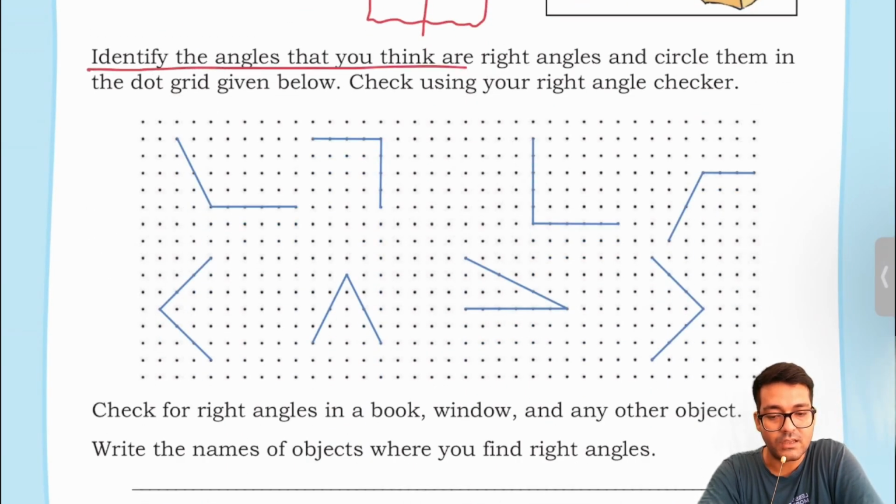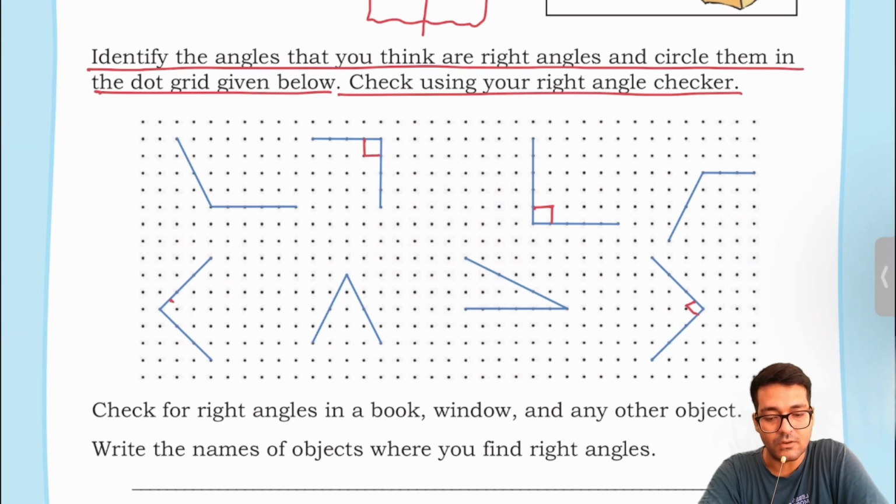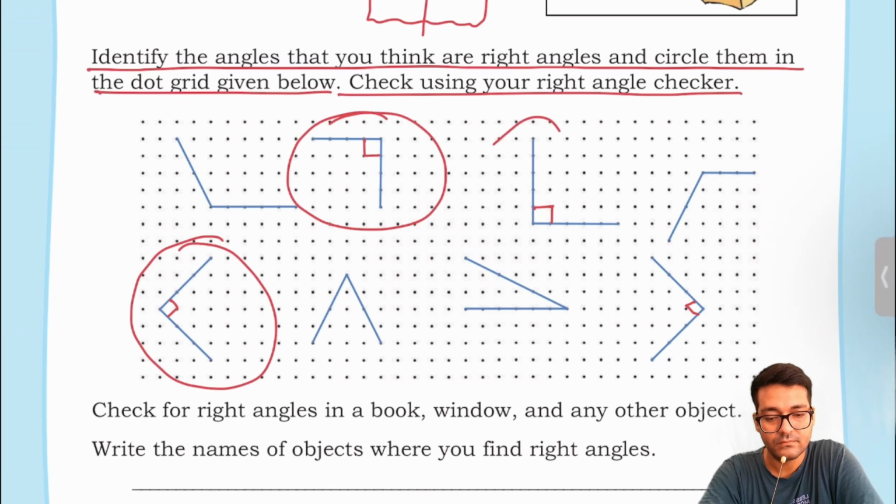Identify the angles that you think are right angles and circle them in the dot grid given below. Check using the right angle checker. You can see right angle here, here, here and here too. You have to circle these angles like this.